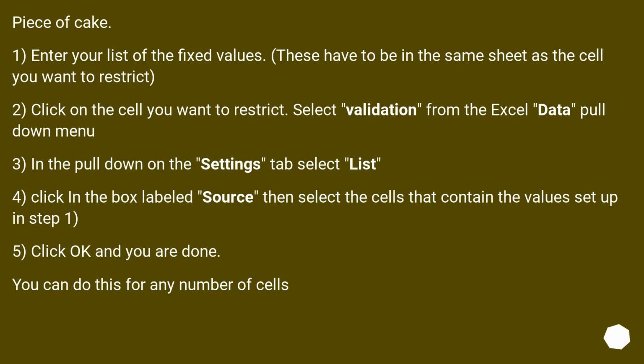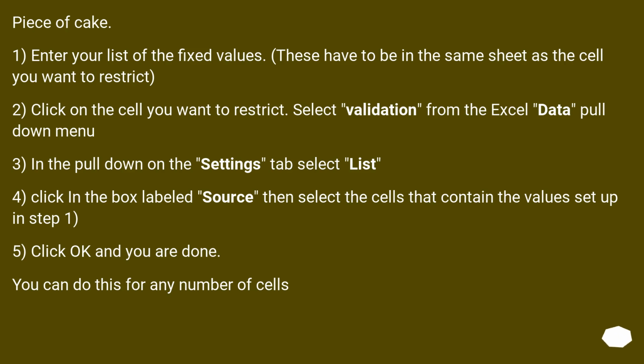Piece of cake. 1. Enter your list of the fixed values. These have to be in the same sheet as the cell you want to restrict. 2. Click on the cell you want to restrict. Select Validation from the Excel Data pull-down menu.